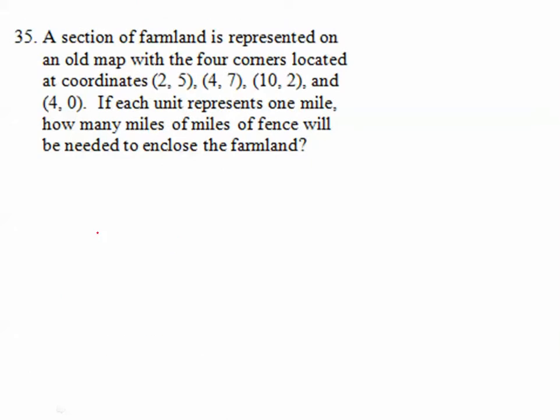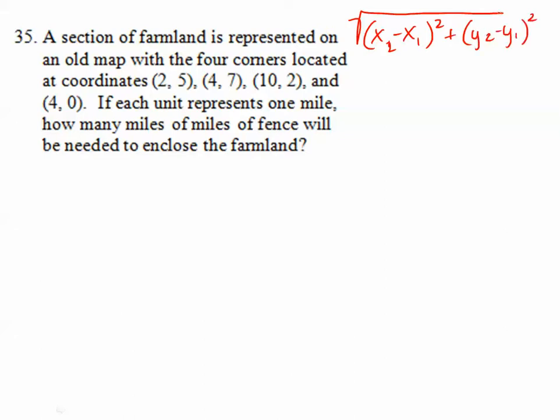A section of farmland is represented on an old map with the 4 corners located at coordinates (2, 5), (4, 7), (10, 2), and (4, 0). If each unit represents 1 mile, how many miles of fence will be needed to enclose the farmland? So this is going to require us using the distance formula several times. And my distance formula is the square root of x2 minus x1 squared plus y2 minus y1 squared.